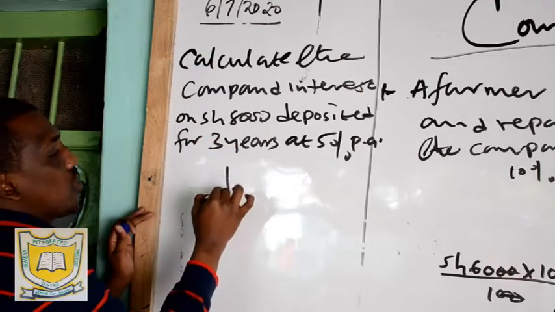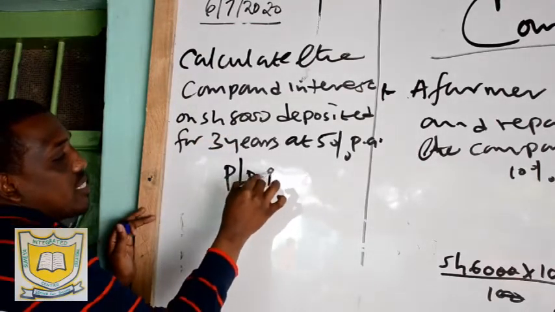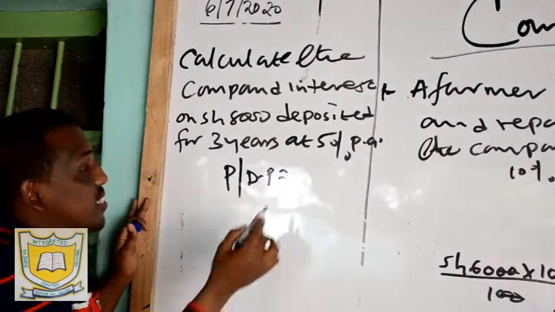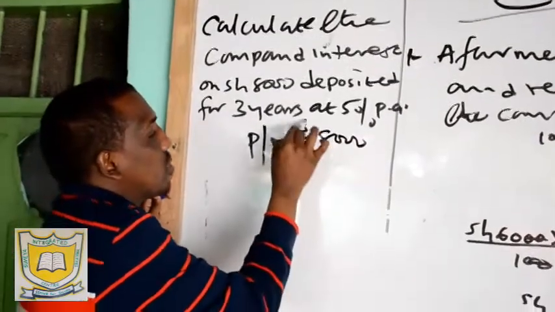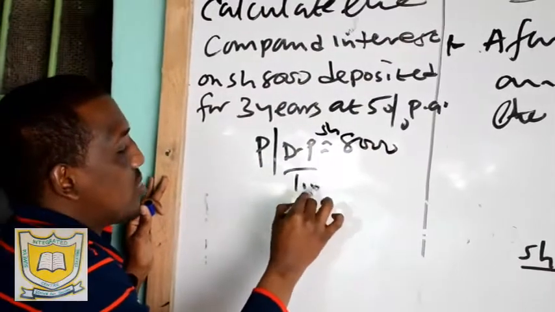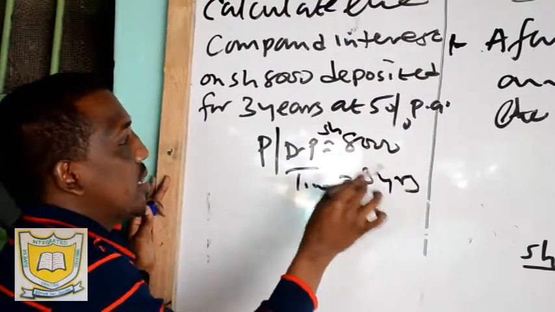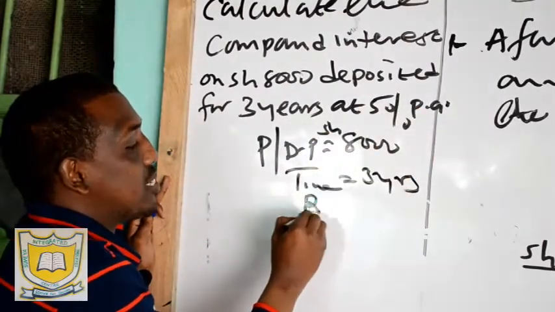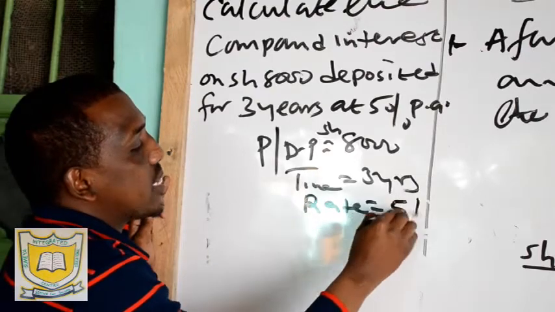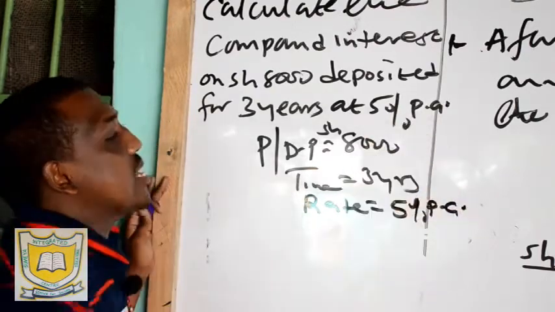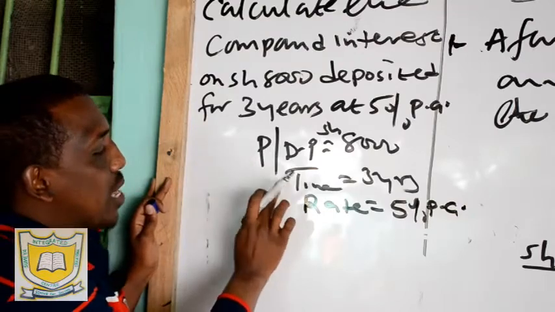That is the principal. Principal or deposit, the same amount borrowed or the loan invested, is shillings 8,000. What else? 3 years, time. You list what you have. Here at 5%, that is the rate. The percentage one is called the rate, 5% per annum, per year. So we have principal, we have time, we have rate.